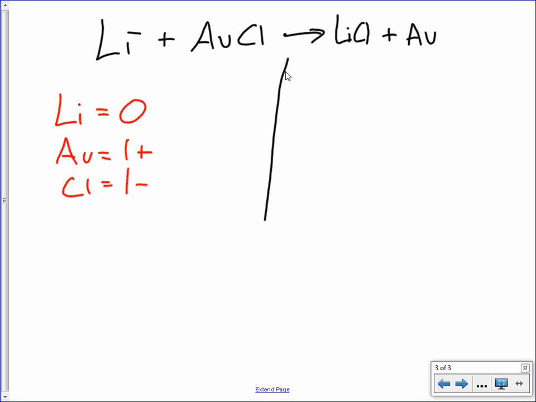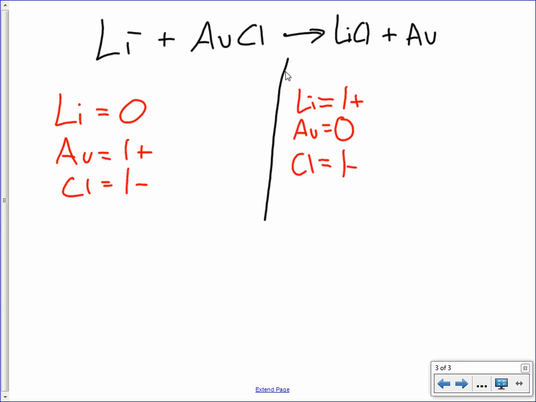Okay, so that's the reaction. So let's look at the products. Same elements, lithium, gold, chlorine. So now lithium is part of a compound, so it's got a 1 plus charge. It's an ion. Gold is by itself. It's got a 0. Chlorine is also a 1 minus because it's an ion. Alright, so that part's pretty easy.